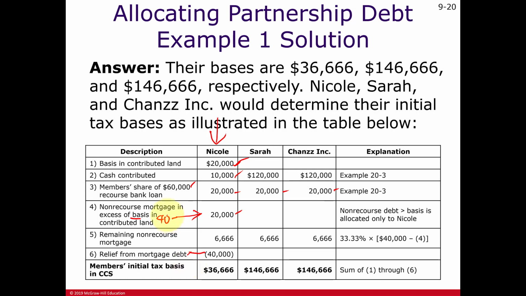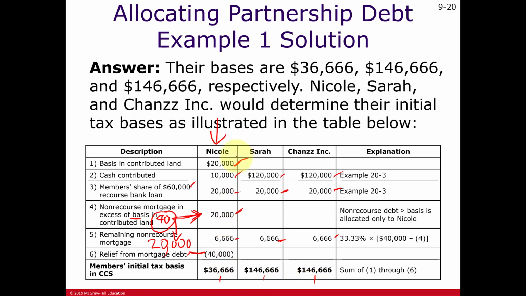Okay, so now 40 is the total mortgage, being allocated 20 to Nicole, and that's leaving another 20,000 that we have to allocate among all the partners. Again, 40 to Nicole and 20 to the other partners. So 20 divided three ways, it comes out to this 666. And if you total all the columns, you notice that the typical one is cash being contributed, and their share of the partnership liabilities, to get their cost basis.